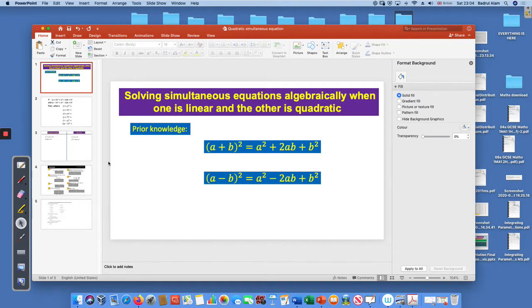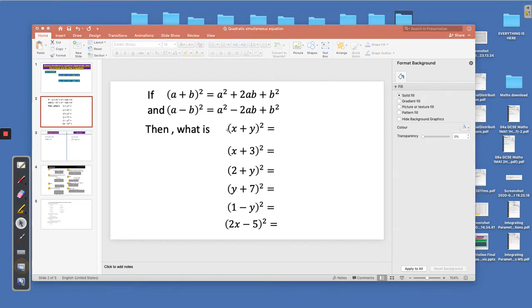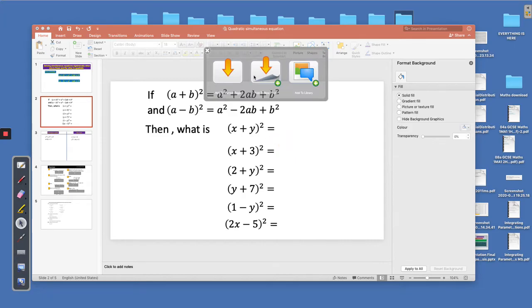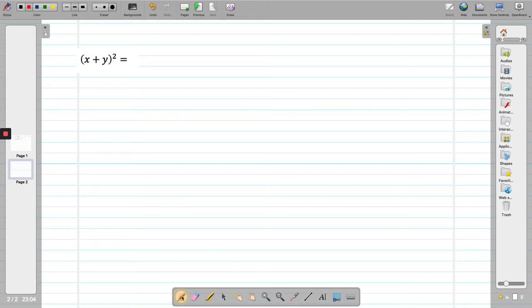So let's look at this now. In here you can see it's saying a plus b whole squared equals a squared plus 2ab plus b squared and a minus b whole squared equals a squared minus 2ab plus b squared, then what are these? Okay, so first one is x plus y whole squared. So let me take it to my open board in a new page. So if a plus b whole squared equals a squared plus 2ab plus b squared, so this is the same.